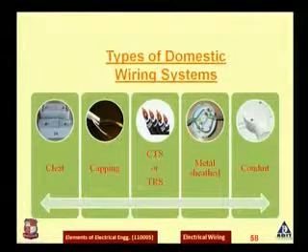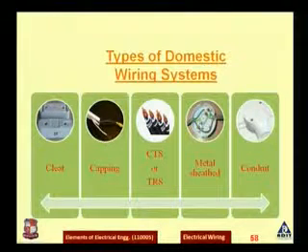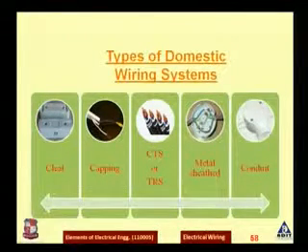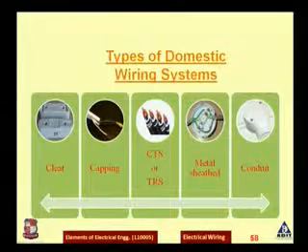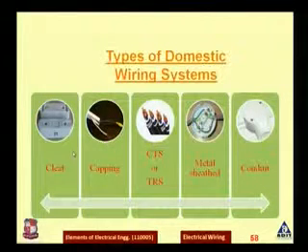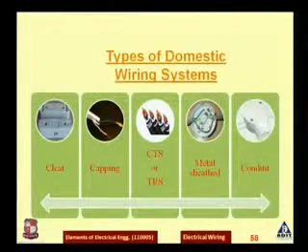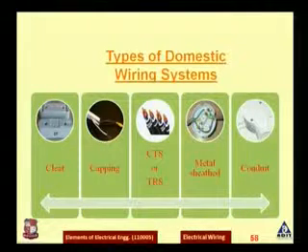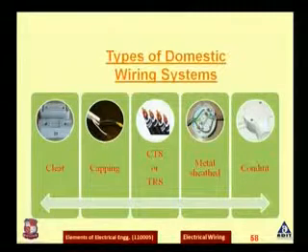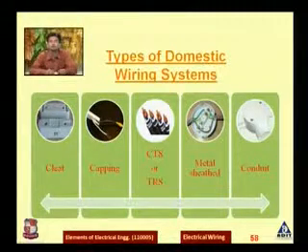The first system is the cleat system, second one is the capping system, third one is the CTS or TRS system, fourth one is the metal sheathed system, and fifth one is the conduit system. In the first system, that is the cleat system, the cleats are used for the temporary connection of the electrical system. So we can use this system in a marriage or function where a temporary electrical wiring is required. In that case this cleat connection is used.